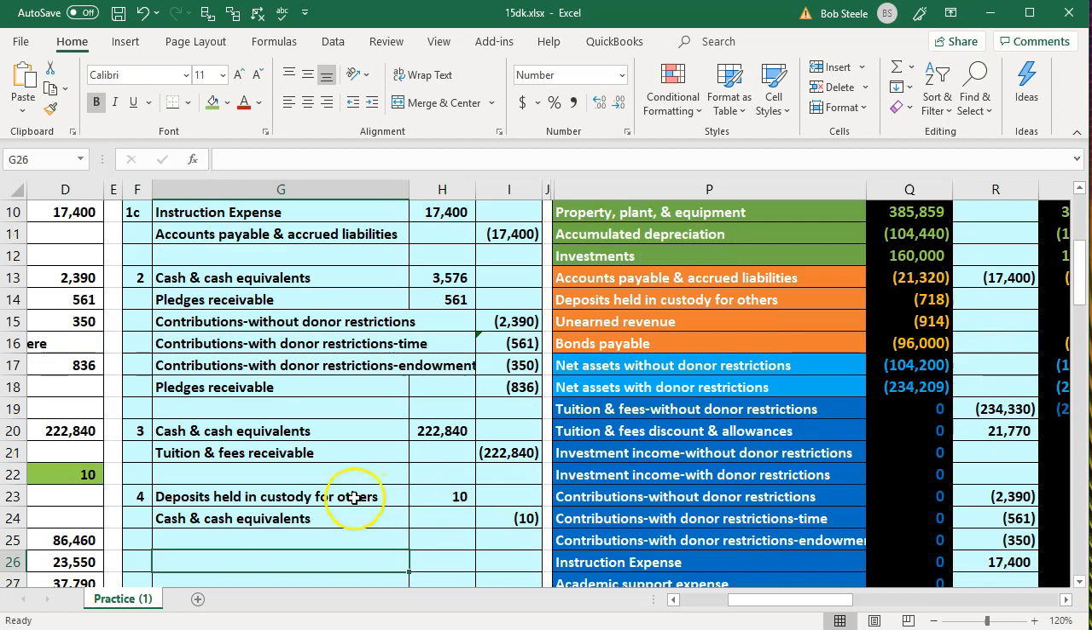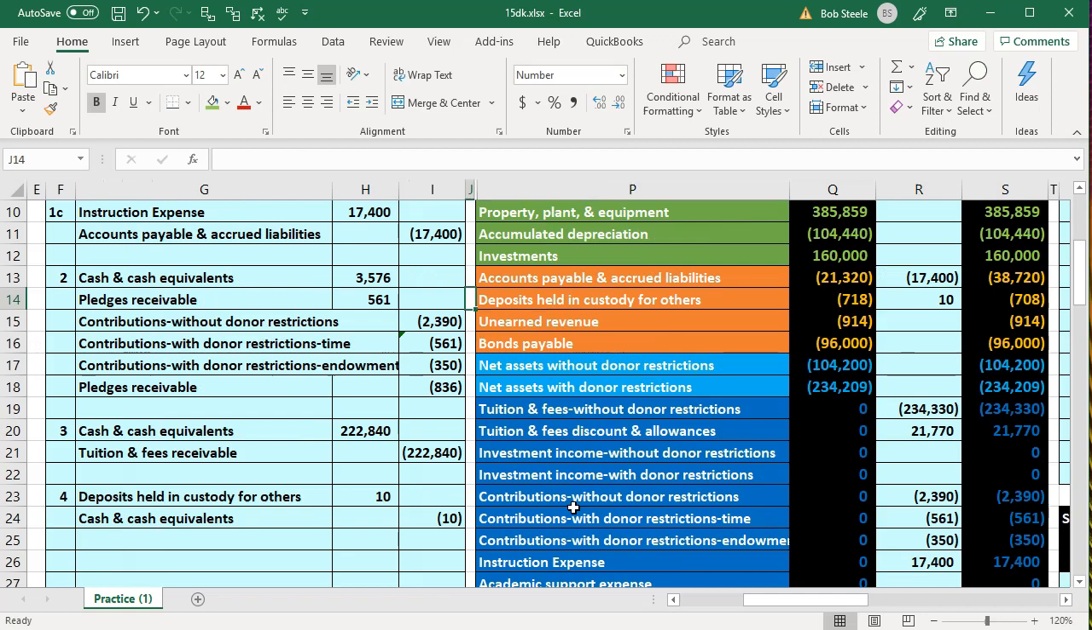Okay, so now we will post this out. So we have up top the deposits held in custody for others. That's going to be in cell R14. Within R14, we're going to say equals. Scroll back down, and we're going to pick up that number 10. So there is the 10.